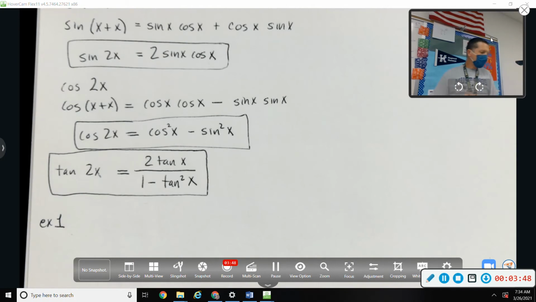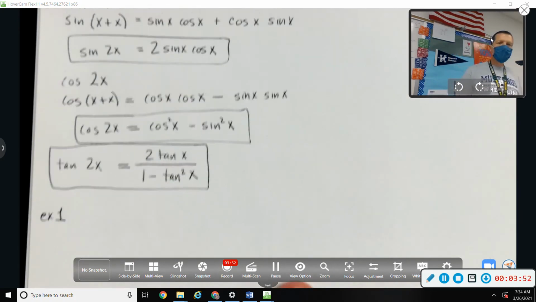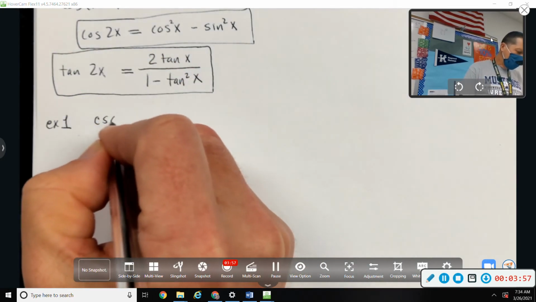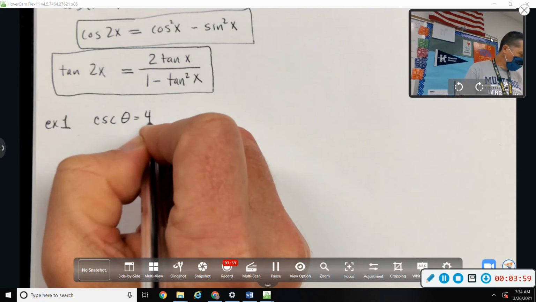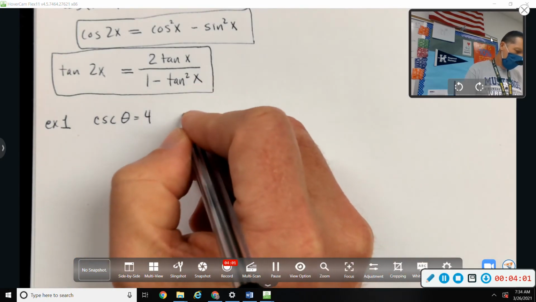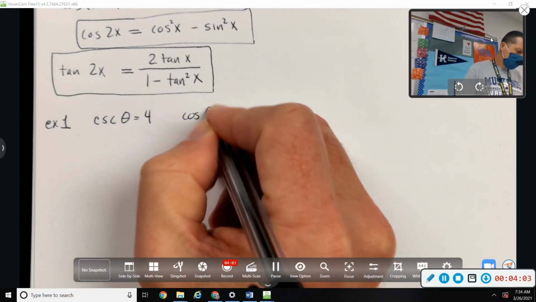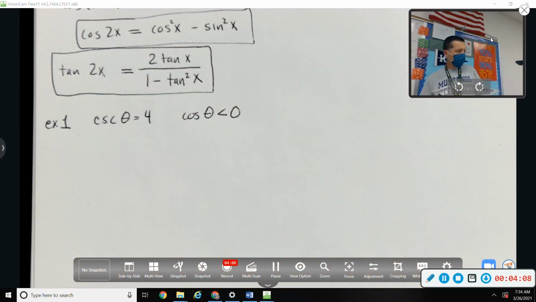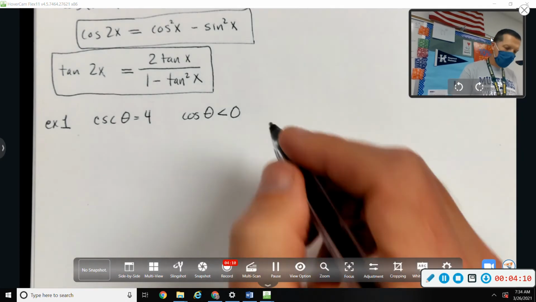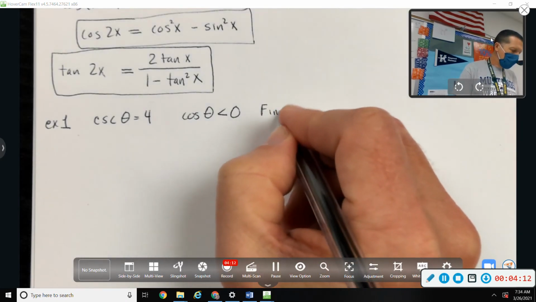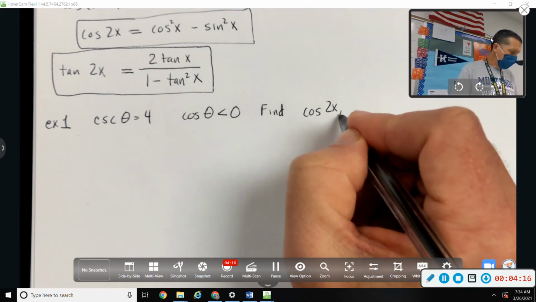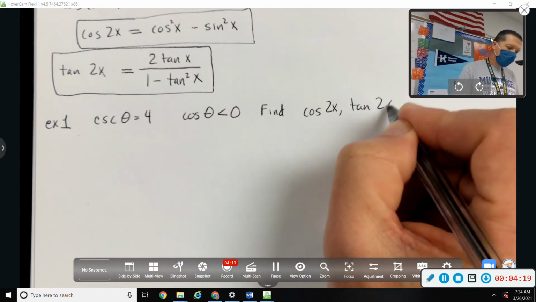We'll do one example, and only one example, although we'll make it a 2-part example. Let's say the cosecant of theta equals 4, and the cosine of theta is less than 0. And we want to find cosine of 2x and tangent of 2x.